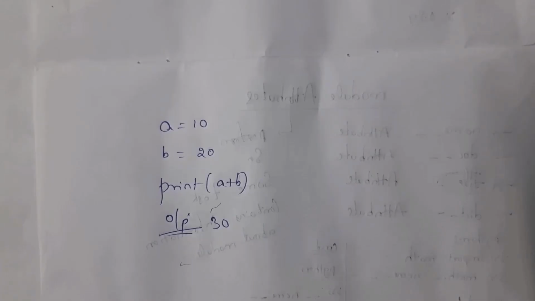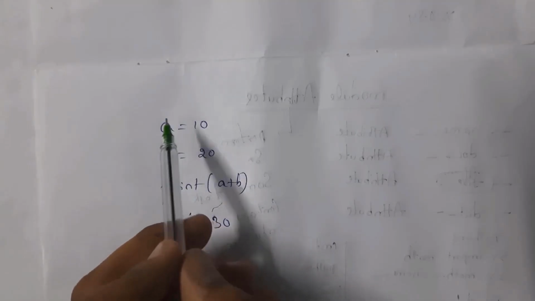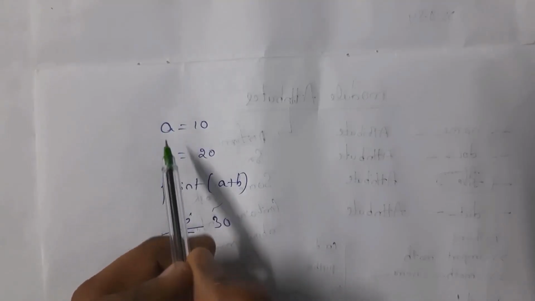This is an example. I want to perform addition between 10 and 20. So I am storing this value 10 in variable a and value 20 in variable b. I took two different variables. And whenever I write here print a plus b, I will get output 30.